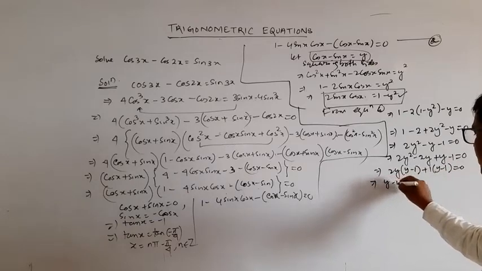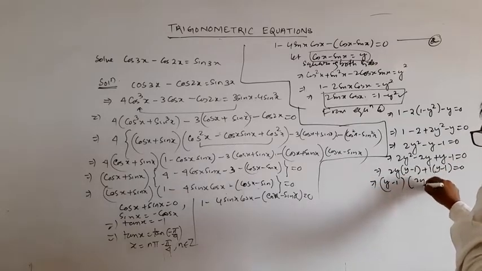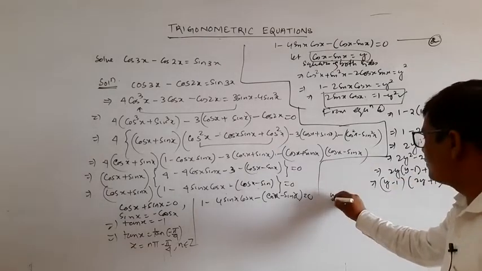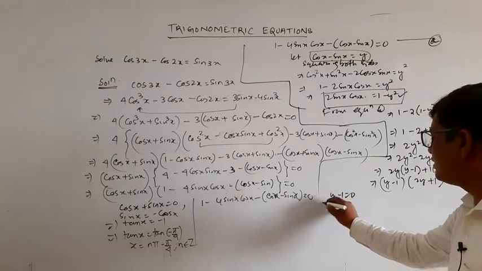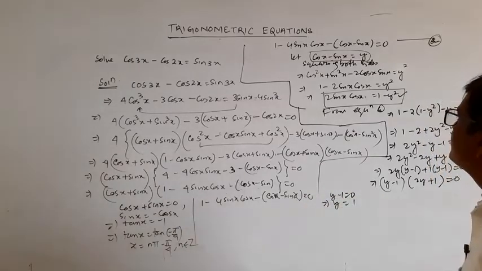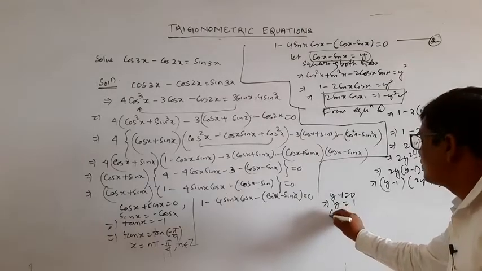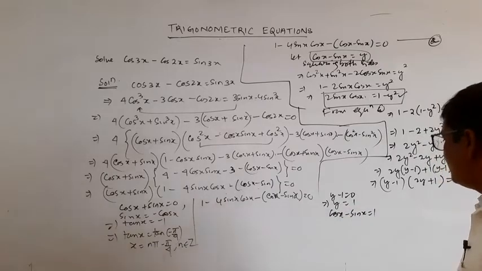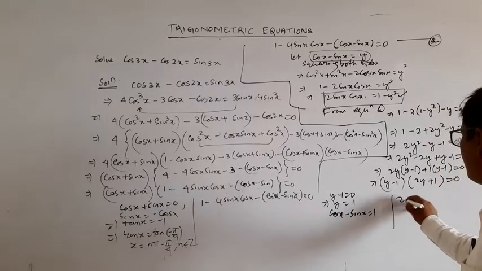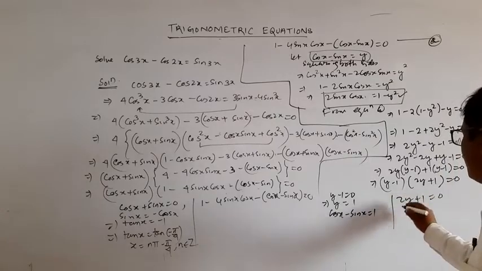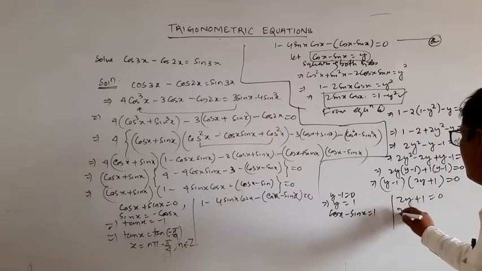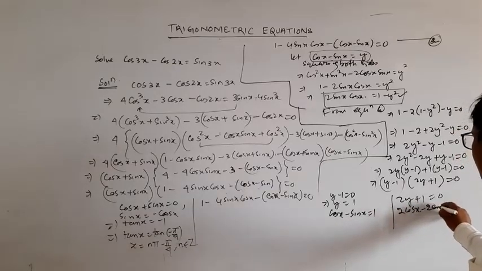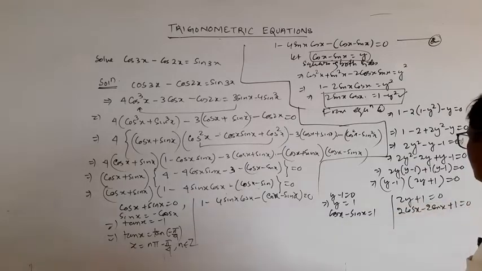So y minus 1 into 2y plus 1 is equal to 0. So y minus 1 is equal to 0, that implies y is equal to 1. Y means cos x minus sin x. Cos x minus sin x is equal to 1. Again here 2y plus 1 is equal to 0, that is 2 into y plus 1, that is 2 cos x minus 2 sin x plus 1 is equal to 0. Now solve this.